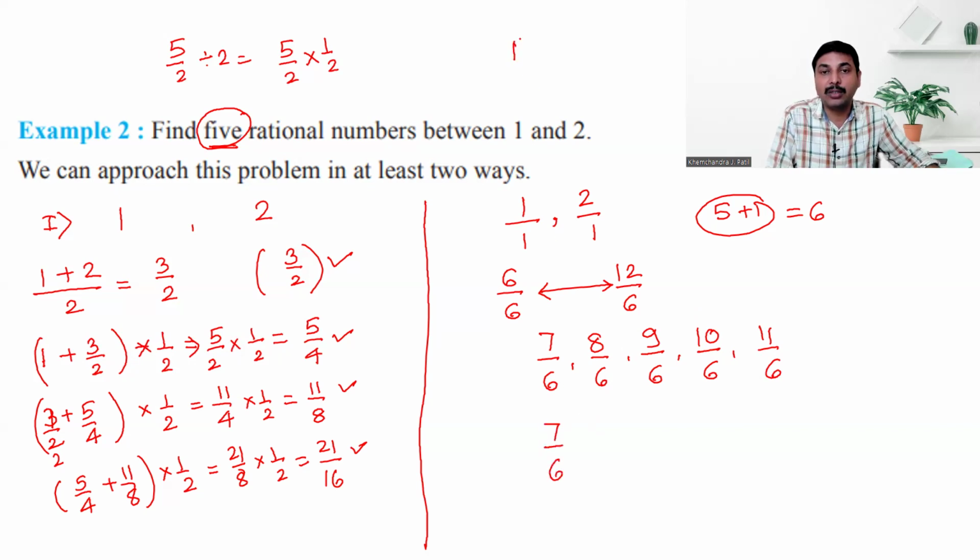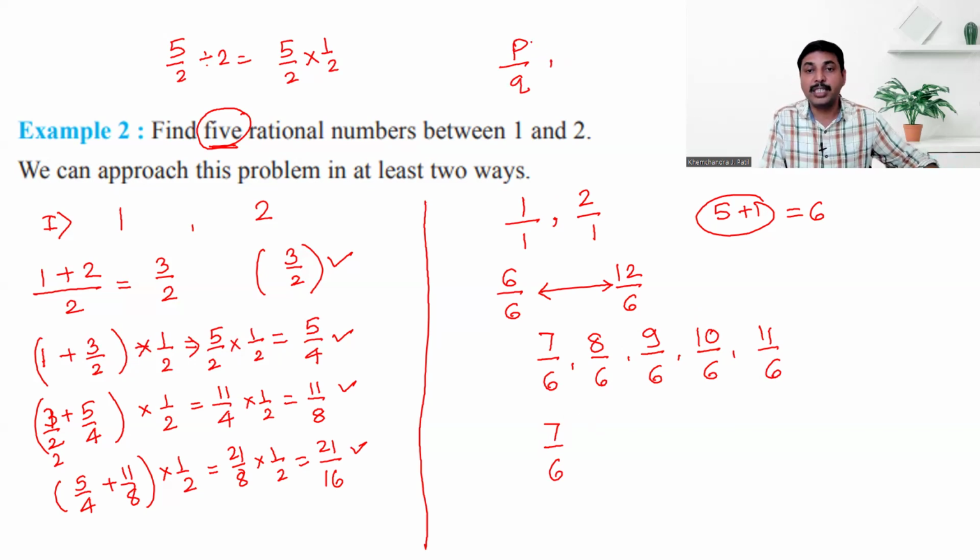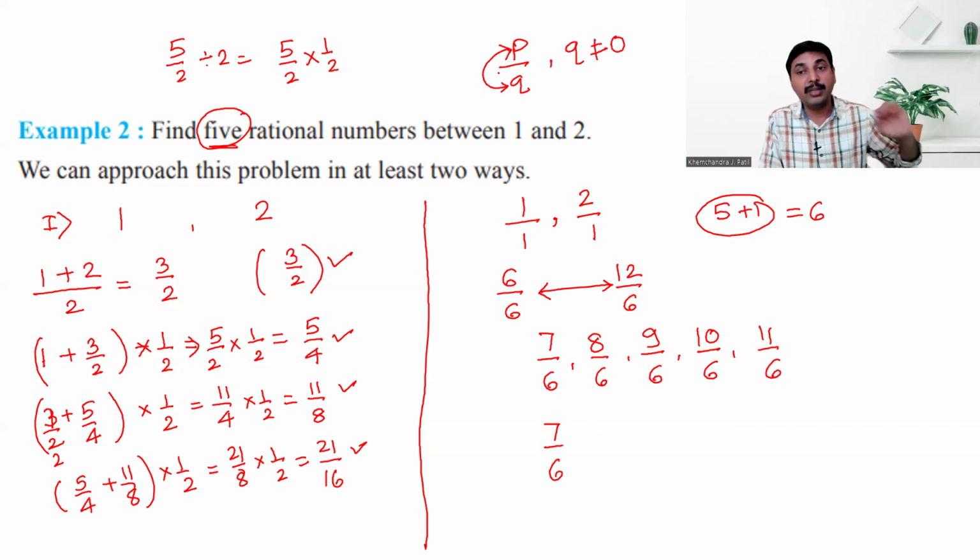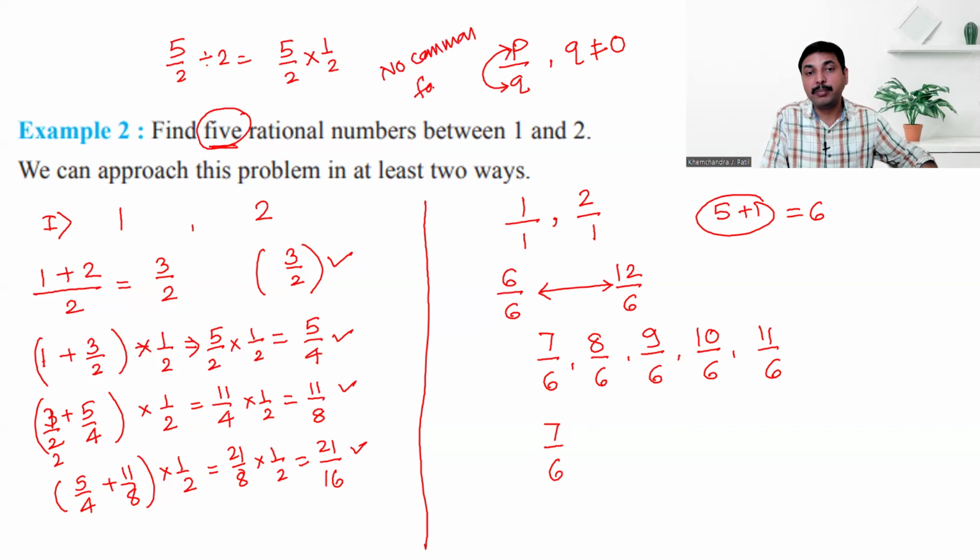Rational number हमेशा याद रखो. Rational numbers में p divided by q, when we define a rational number as p divided by q, where q is not equal to 0, तो p, q में कोई भी factor common नहीं होता है. No common factor between p and q, other than 1. 1 तो common ही होता है सभी में.